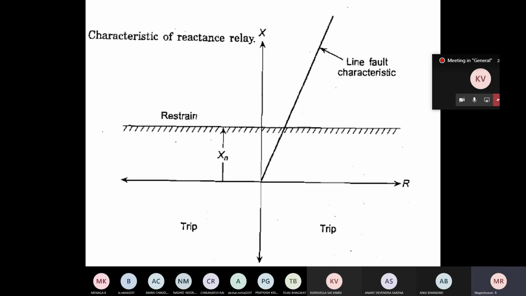Whatever the arc resistance is there in the arc, the fault with an arc with any amount of resistance, it doesn't bother the reach of the relay. Reach of the relay is fixed. This is a peculiar feature observed in the reactance relay only. It is not found in the Mho relay also. Similarly, it is not found in the simple impedance relay also.